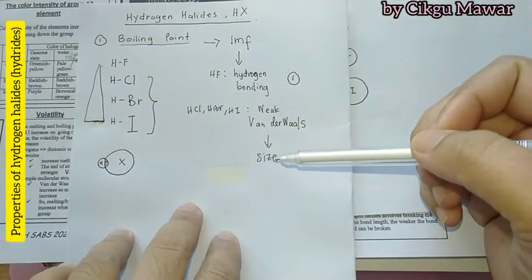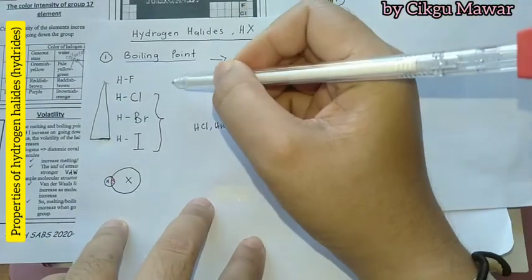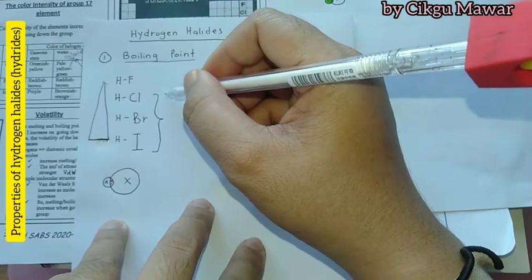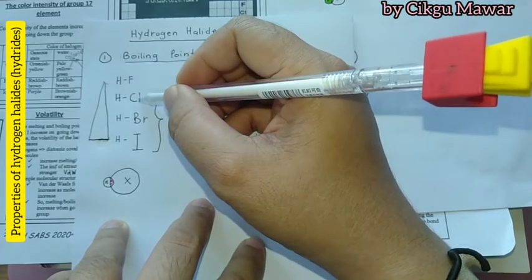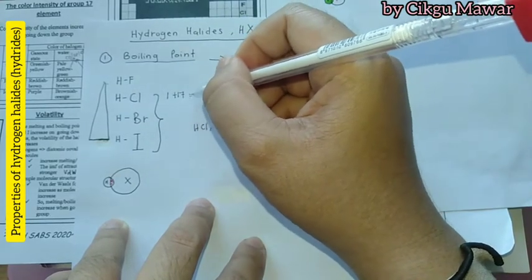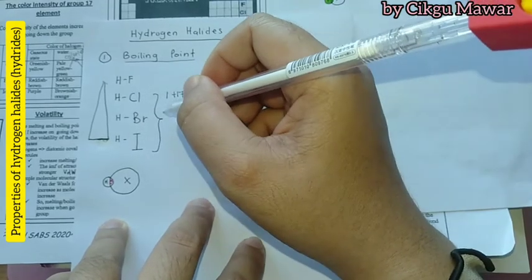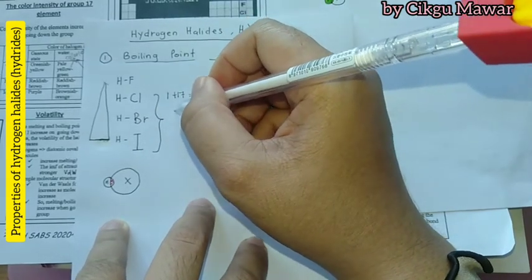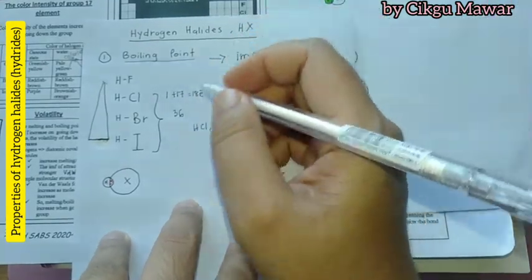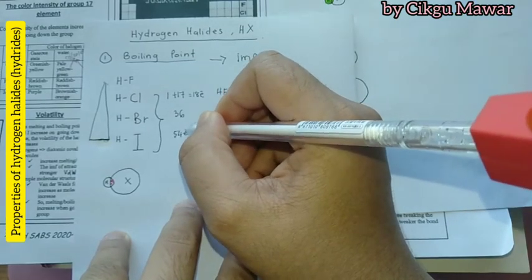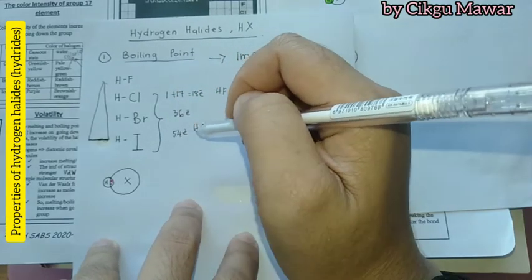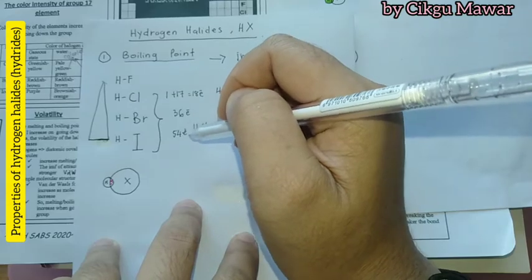To explain size, we can also calculate the total number of electrons for each covalent compound. For HCl, we have 17 plus 1, so 18 electrons. For bromine, we have 1 plus 35, so we get 36 electrons, and for iodine we have 1 plus 53, so we have 54 electrons. So you can see that hydrogen iodide has the highest number of electrons.